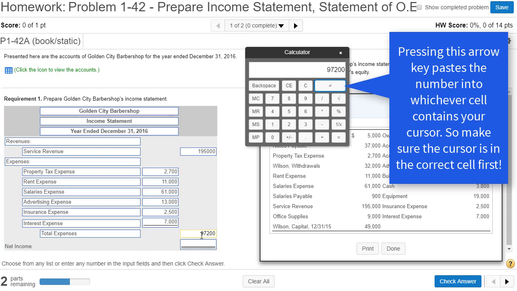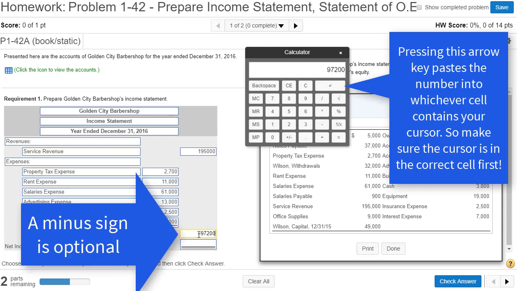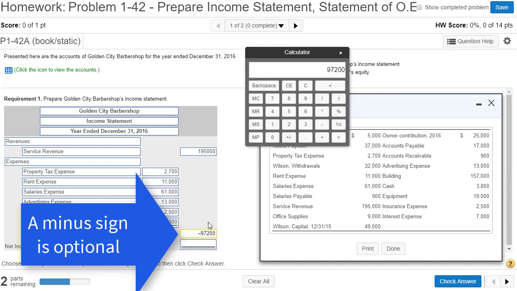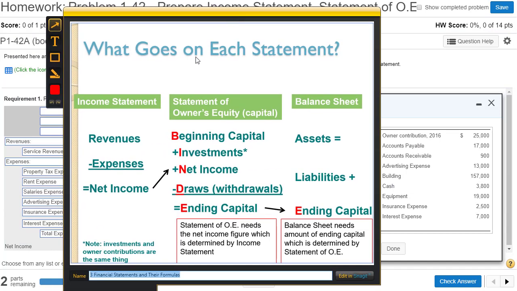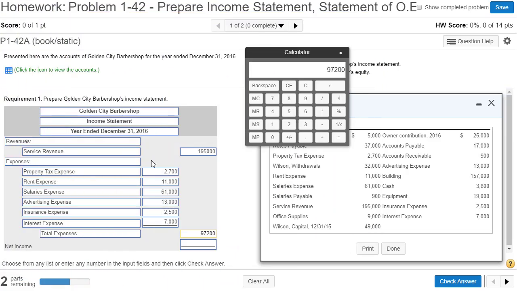Now, I can optionally put a minus sign here if I want. I'm not going to, but remember, you can if you want. But you do need to know that we're taking revenues and we're going to subtract the expenses. So I need to take $195,000, which is revenue. Let me clear this.